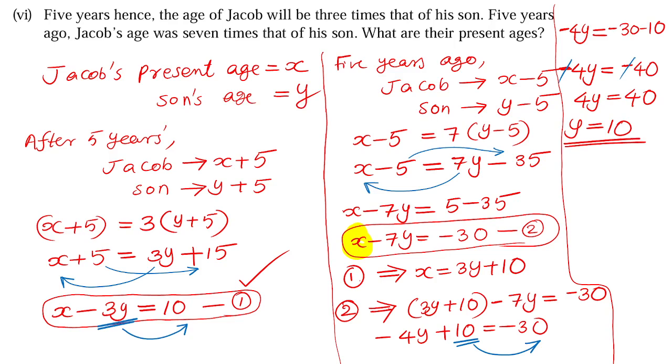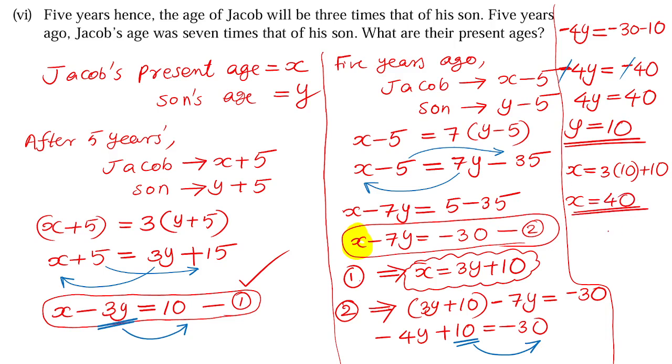And Jacob's age I want. We have an equation here. Look here. I want x. X is 3y plus 10, correct? Y is 10. So 3 into 10 plus 10. 30 plus 10, 40. So I got the answer.